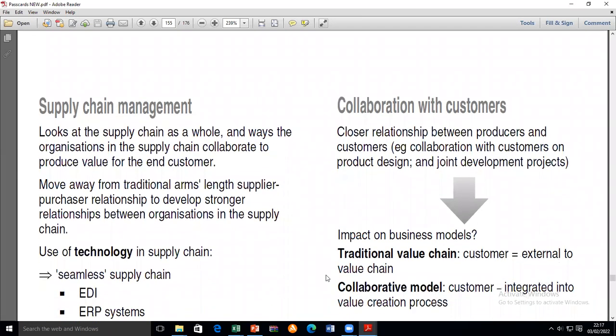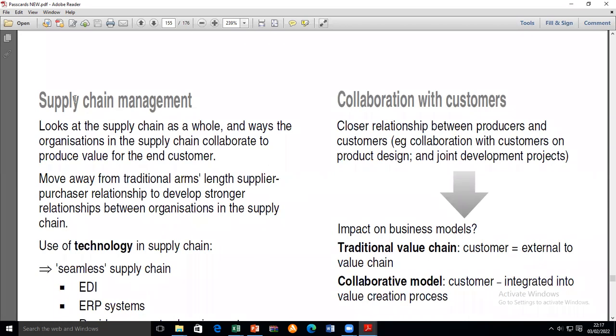We come to the next item, supply chain management. The concept of supply chain management looks at the supply chain as a whole and the ways the organizations in the supply chain collaborate to produce value for the end customer. So again, here we are saying you don't work alone anymore. We belong to a supply chain. For us to deliver our objectives, we don't do it alone.